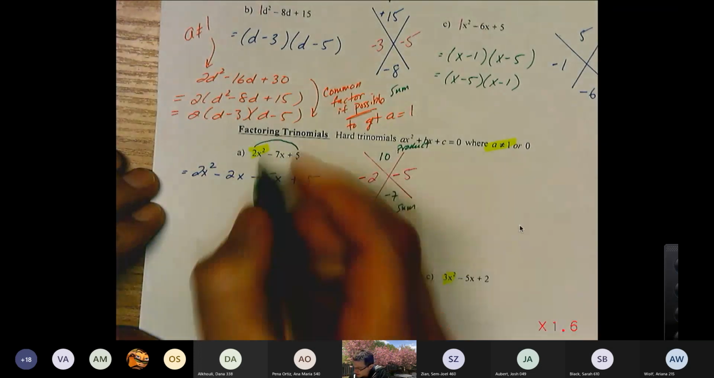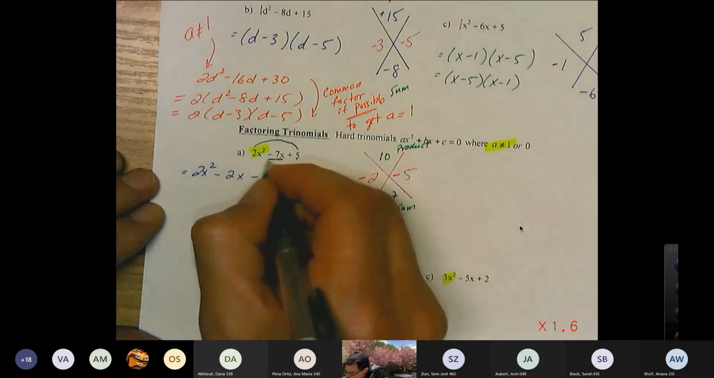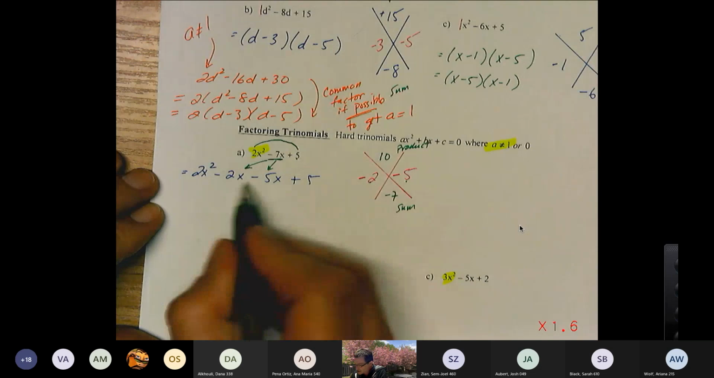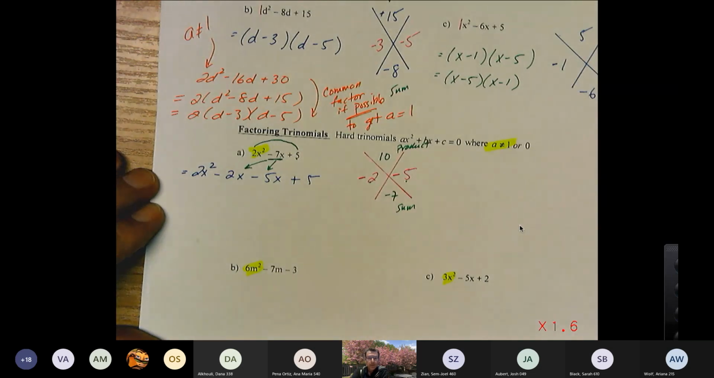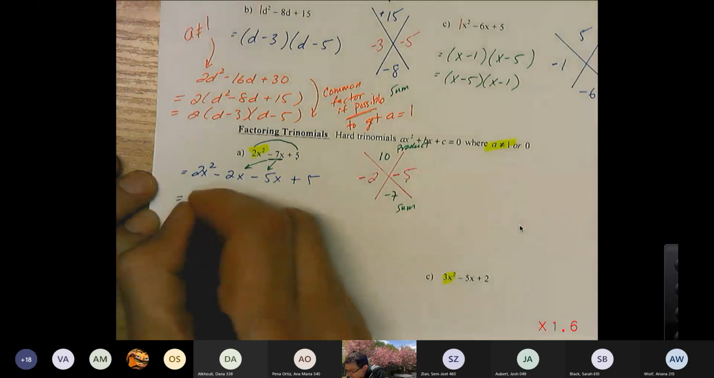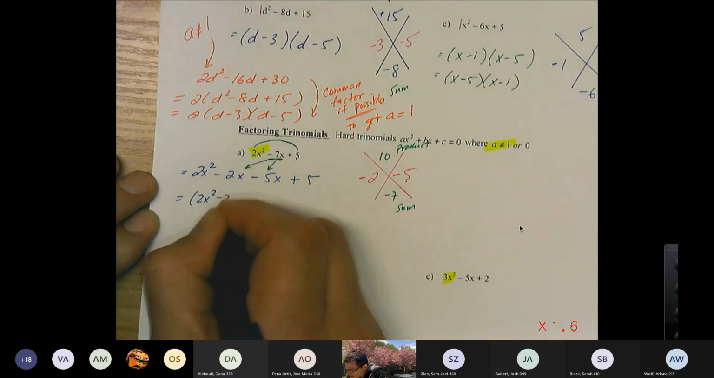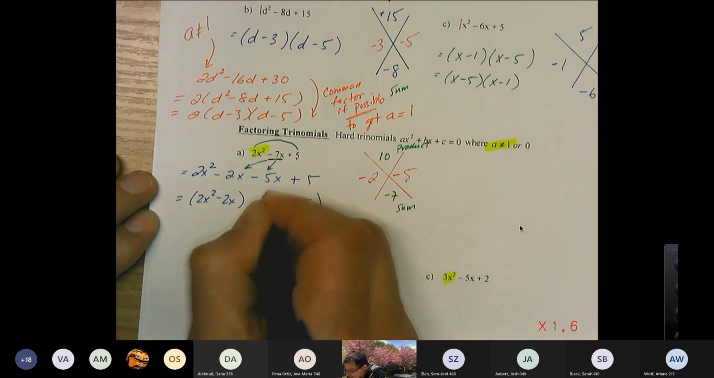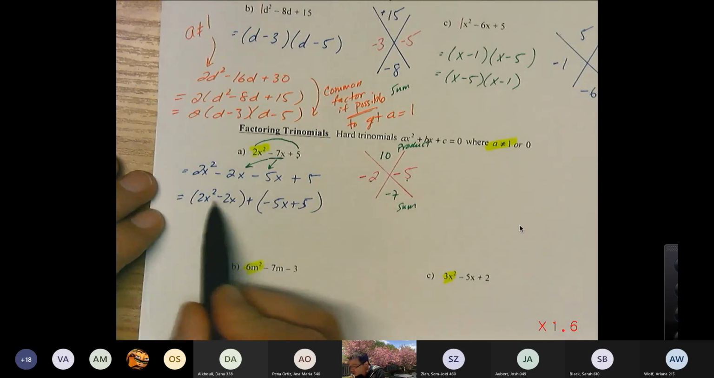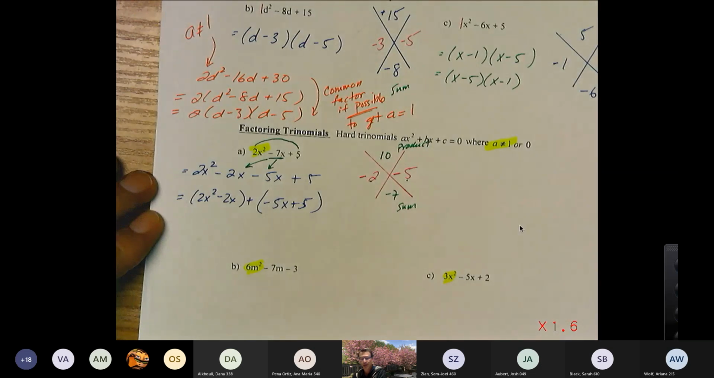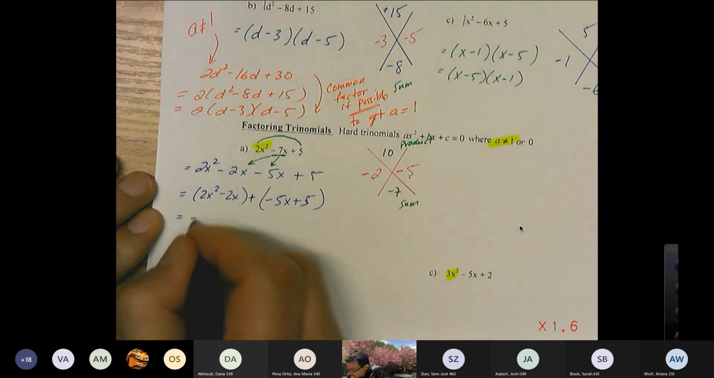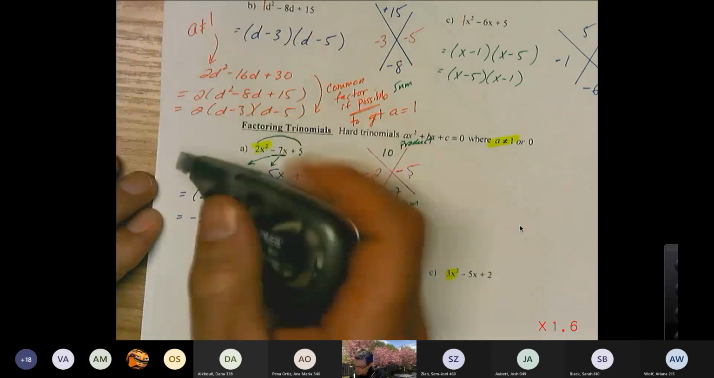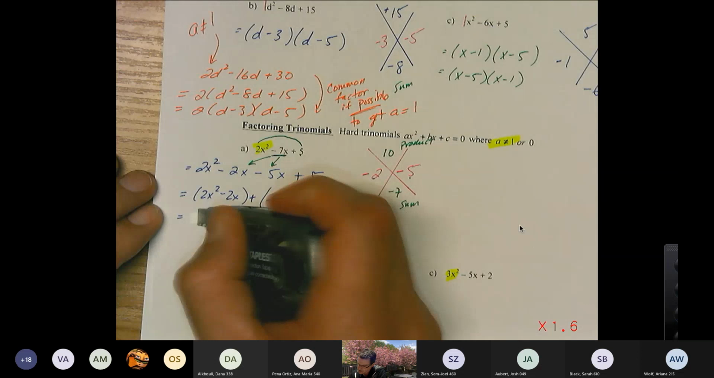Now remember what I did there. I took that -7 and I decomposed it into the -2x and the -5x, because these 2 together give me -7x. What we do now is we factor by grouping. So I group the 2x squared and the -2x. I group the -5x and the 5. And I put a plus between them to say these 2 plus these 2 gave me the one above it.